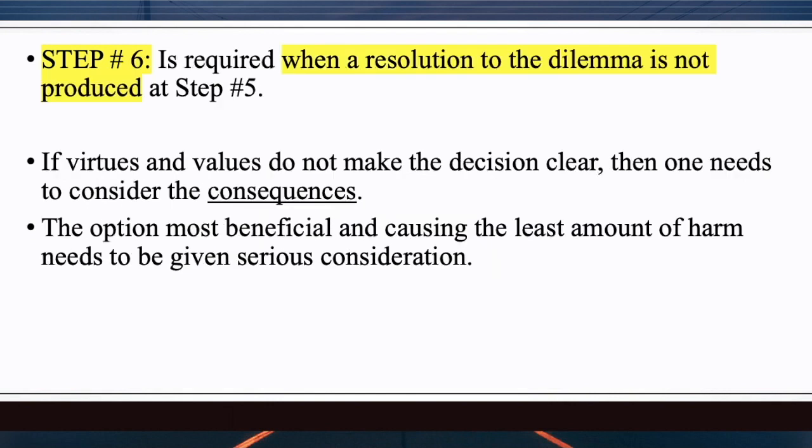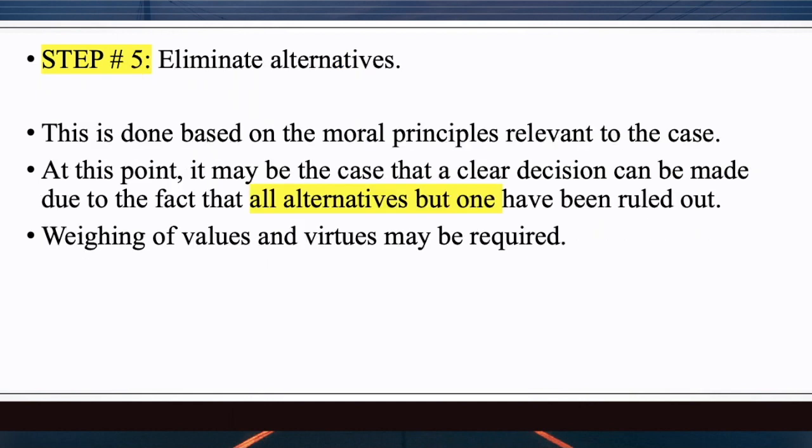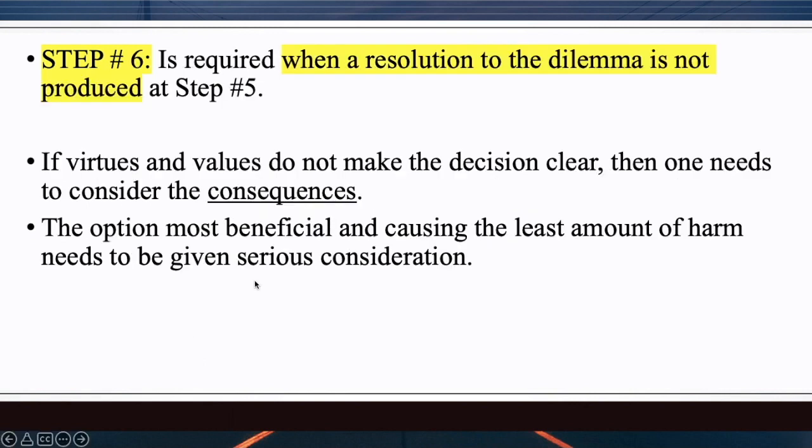Step number 6. Now, this is a special step. Step number 6 is required when a resolution to the dilemma is not produced at step 5. So I'm going to go back for a second. So this is step 5. You eliminate the alternatives, but then you get down to all alternatives but one. Well, what happens if you can't bring it down to that one, when the resolution just is not there?